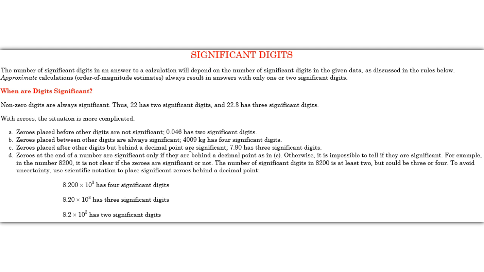So the number of significant digits in an answer to a calculation will depend on the number of significant digits in the data given, as discussed in the rules below. Approximate calculations, estimates, always result in answers with only one or two significant digits. So, what's this whole thing with significant digits? Non-zero digits are always significant. So 22 has two significant digits. And 22.3 has three significant digits.